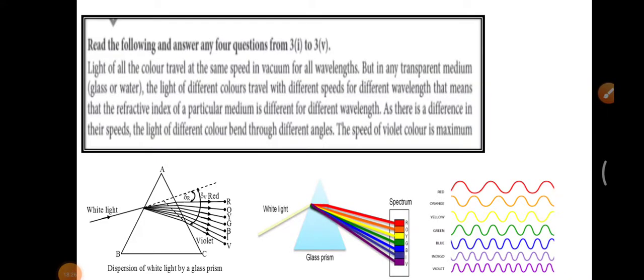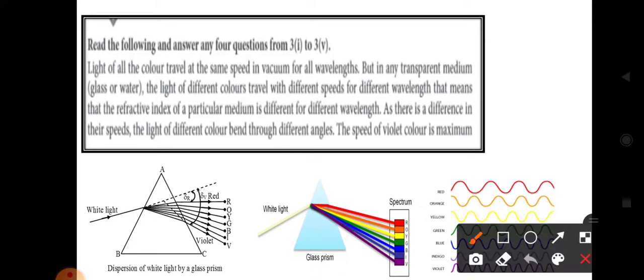The next question. Read the following and answer any 4 questions from 3.1 to 5. Light of all colors travels at the same speed in vacuum for all wavelengths. If you take visible light, it consists of the 7 colors. The 7 colors have different wavelengths. See here, the red has the longest wavelength and violet has the shortest wavelength.